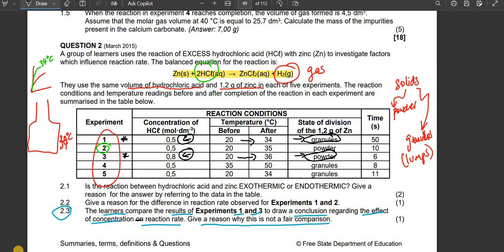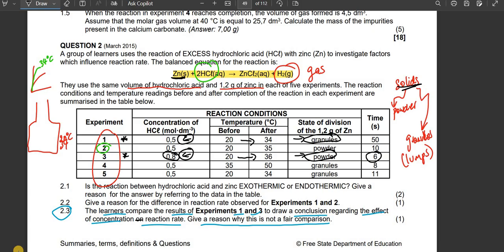Is it that this zinc, that was the solid, right? Is it that it was powder instead of granules? That's why it took 6 seconds. Or is it that it had a higher concentration? That's why it took 6 seconds. That's why it was faster. So if you changed two factors at the same time, your result, your experiment is not going to be regarded as a fair comparison or as a fair experiment. No, let's call it comparison because you already did the experiments.